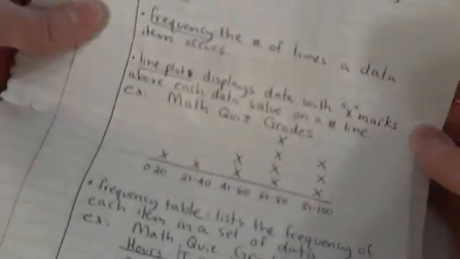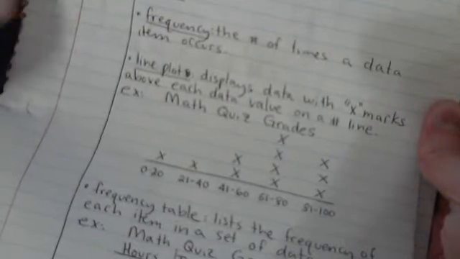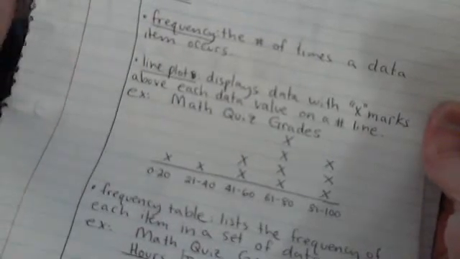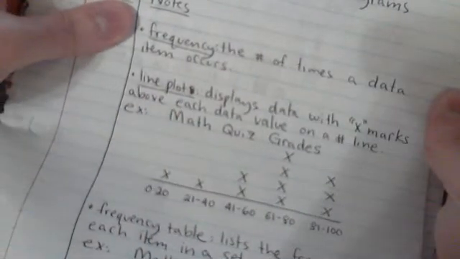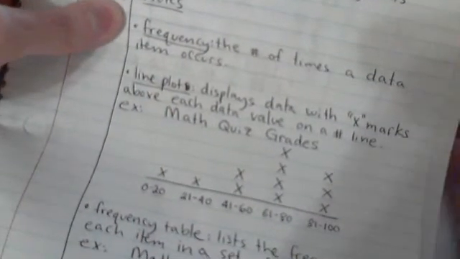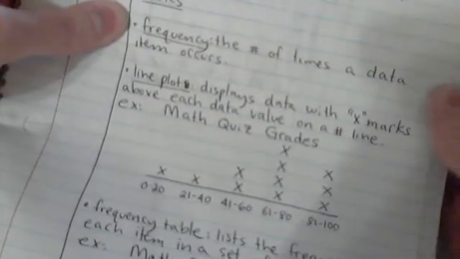All right, so in your notes, you should have frequency. Frequency is the number of times a data item occurs. So you could just think about if somebody says, I need to go to the bathroom frequently, that means they're always needing to go to the bathroom. So frequency just means how many times something shows up. Okay, it could be low frequency, which is not very much, or high frequency, which is a lot.